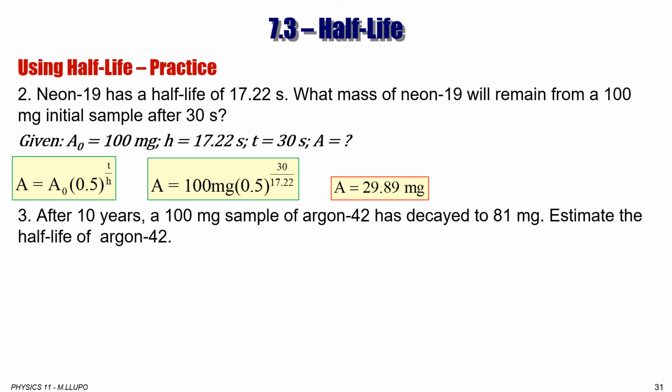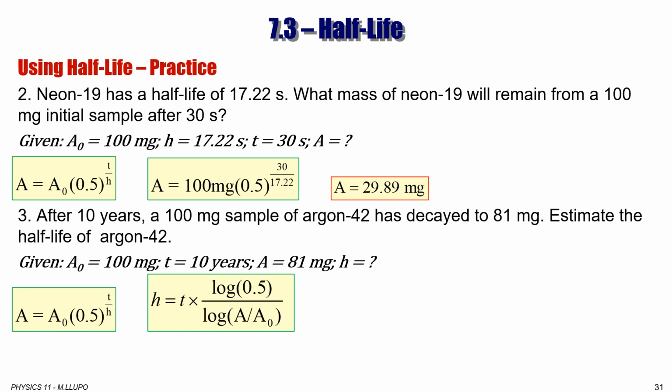After 10 years, a 100 milligram sample of argon-42 has decayed to 81 milligrams. Estimate the half-life of argon. So what we have here is the original sample mass is 100 milligrams, time is 10 years, remaining mass is 81 milligrams, and half-life is required.